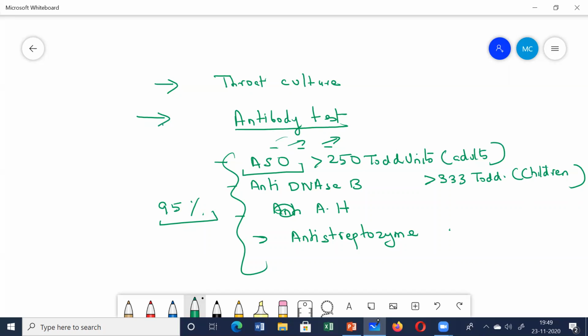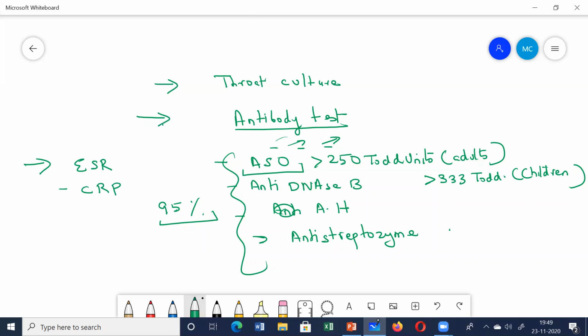Okay, next, what else are we going to do? There are some other tests which confirm the presence of an inflammatory process. Just now I told you that rheumatic fever is a systemic inflammatory disease. So what are the inflammatory markers which you can see in the patient? ESR is often raised. CRP, C-reactive protein, is raised.